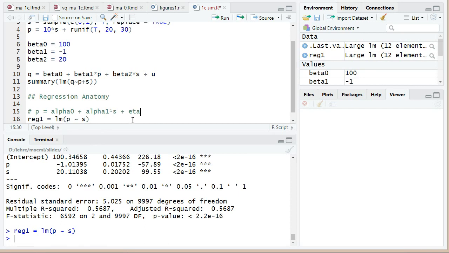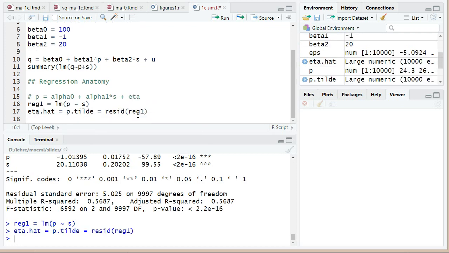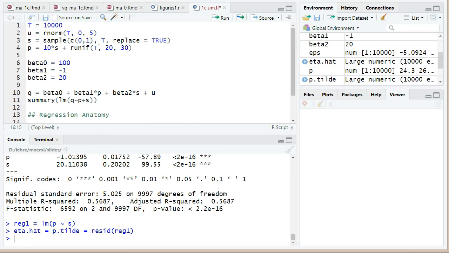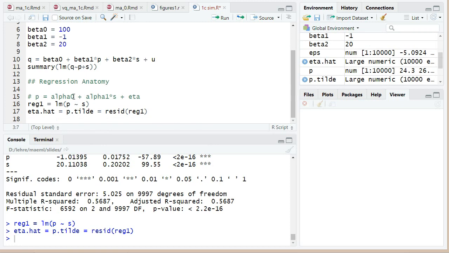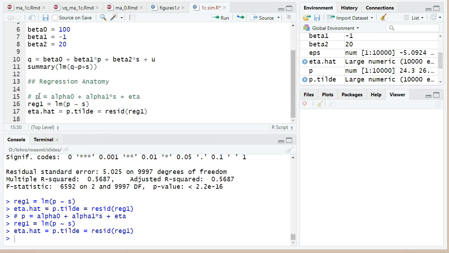And now we want to get the residuals of this first regression. We could call them eta hat, but I also call them P tilde. So they are the residuals from reg 1. And you could think of the residuals as that variation in the price that is not explained by the weather condition. So in our simulation, it's essentially this random term that does not depend on whether it's sunny or not. That's essentially the residuals from this first regression. Now it's everything that makes the price vary, but does not depend on the weather.